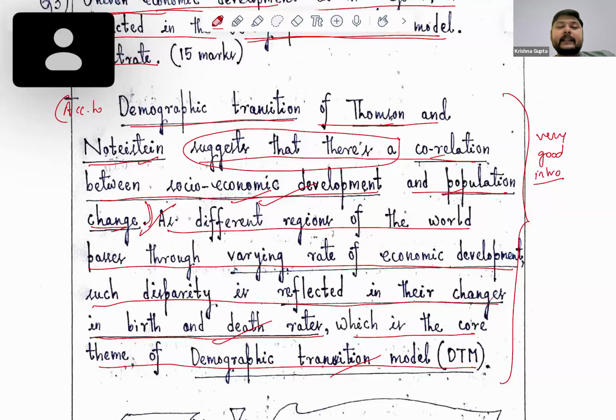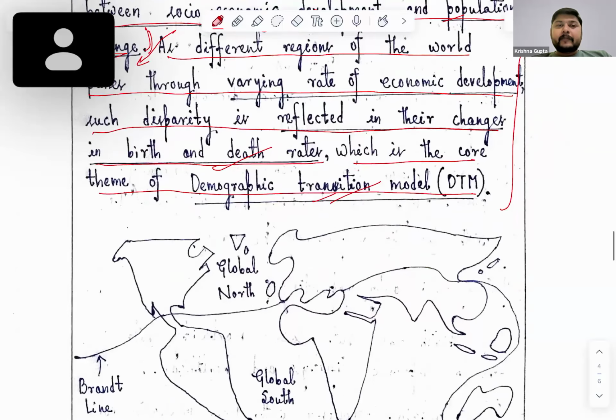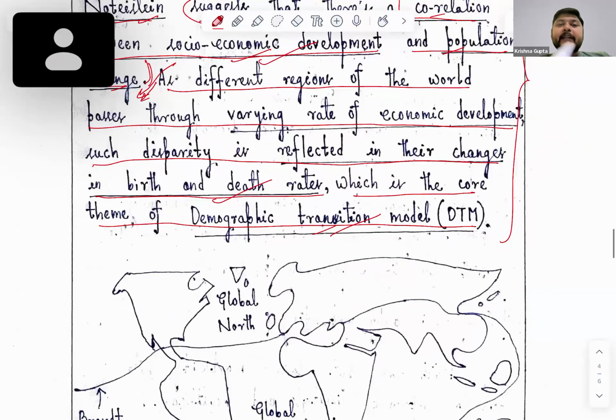This will come in the next line then. As different regions of the world pass through varying rates of economic development, such disparity is reflected in the changes in birth and death rates. So this we can include here, which is the core theme of the demographic transition model. Okay, this we can use for explaining the demographic transition model, what it actually is.